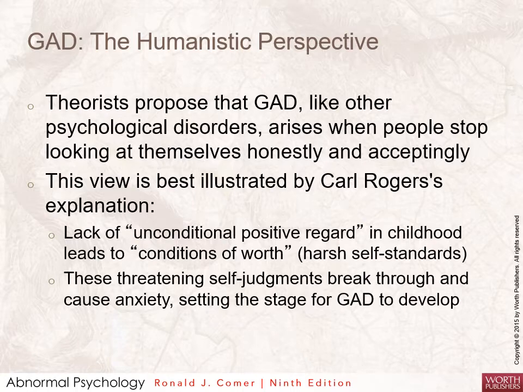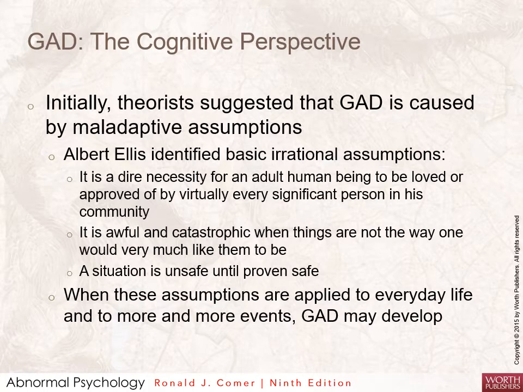So Rogers believed in acceptance and not challenging. On the other hand, the cognitive theorists, which involve Albert Ellis and Aaron Beck, believed in irrational assumptions. So they didn't believe in this unconditional positive regard. They believed that it all stemmed from what you were thinking. Even if you were not aware of what you thought, it's affecting you. And it's leading to anxiety and GAD. It could lead to other things other than GAD, but GAD is one possibility.